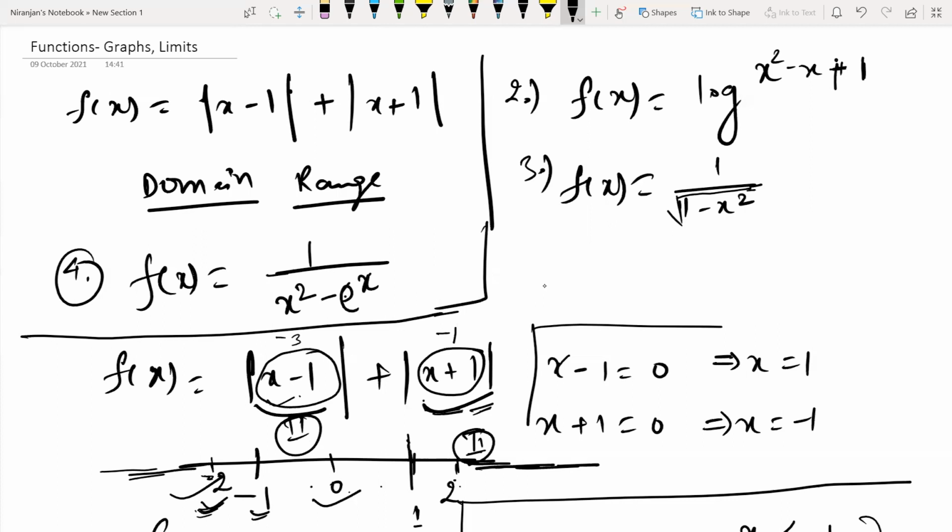Mansi, what's the answer, Mansi? You guys are here, right? I'm not able to hear you. So minus infinity to 1. Like, no, sorry, -1.